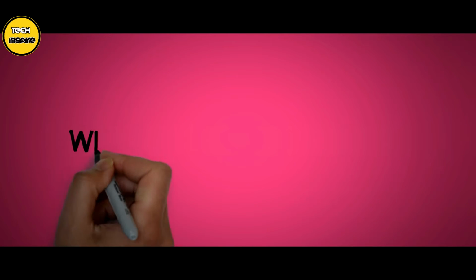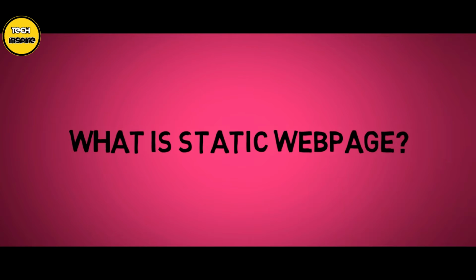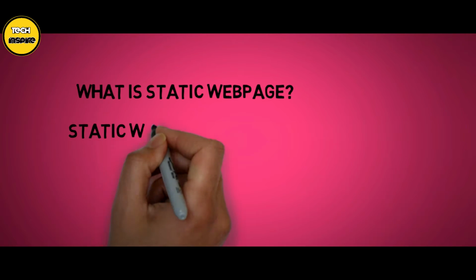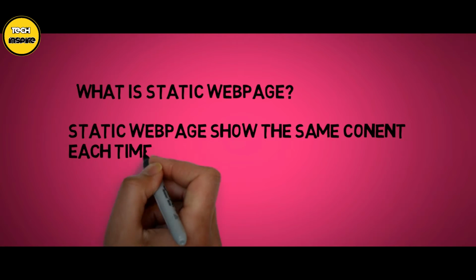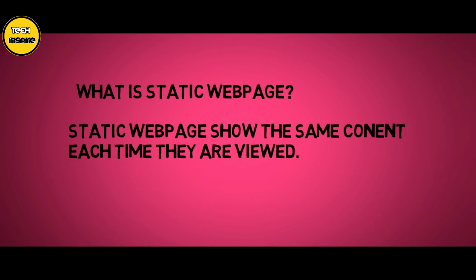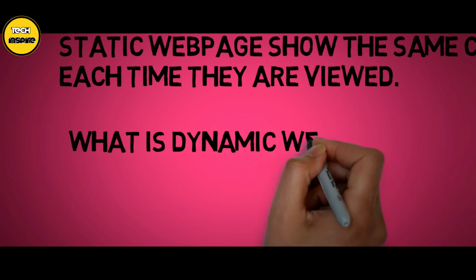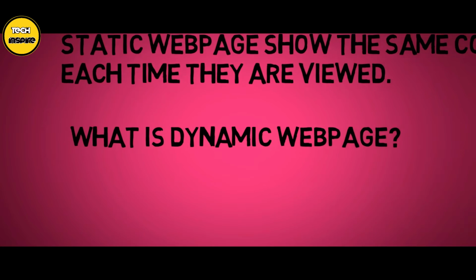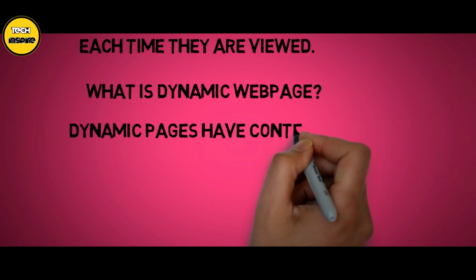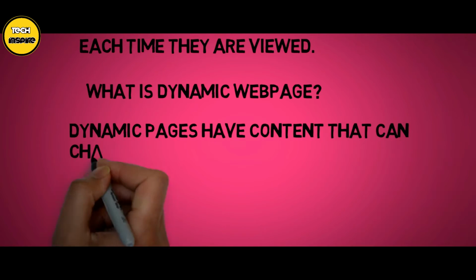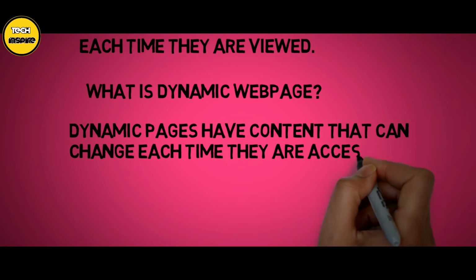Okay, let's learn what is a static web page. Guys, static web page is just a web page which shows the same content each time it is viewed. And what is dynamic web page? Dynamic web pages are those web pages which show different content each time we access them. Okay guys, so the dynamic web page हमेशा चेंज होते रहता है like YouTube.